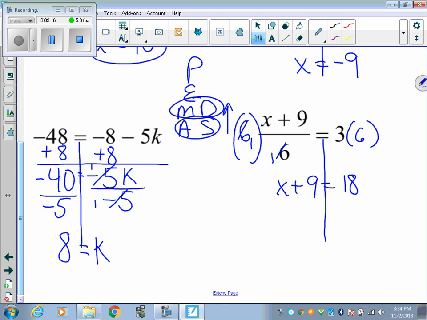Now we still got to isolate that variable. How do we get that 9 out of there? We subtract 9. Because a +9 and a -9 equals 0. And then we're left with x equals, and 18 minus 9 is 9. So let's try it, people. 9, plug it in here. 9 plus 9 is 18. What's 18 divided by 6? 3. That works. Therefore, that one's a little trickier, but you got to remember you're working backwards with that.